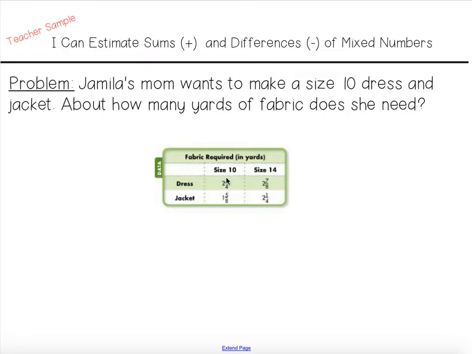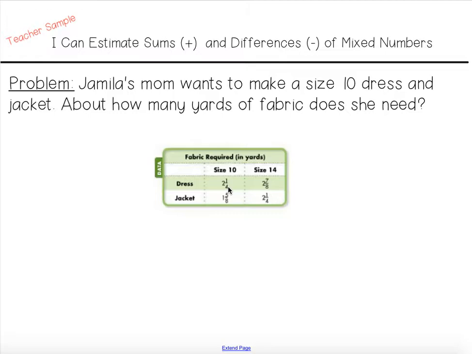And good morning. Today we are going to talk about estimating sums and differences of mixed numbers. So your I can statement today is I can estimate sums and differences of mixed numbers. A mixed number is a whole number with a fraction attached to it. So all of these numbers right here are mixed numbers because they have a whole number, in this case 2, with a fraction attached to it, in this case 1/4. That's what a mixed number is.